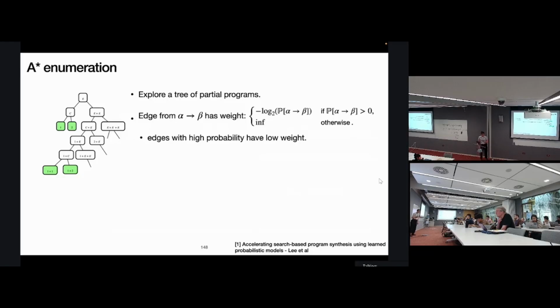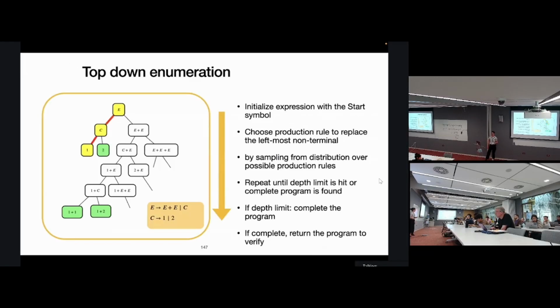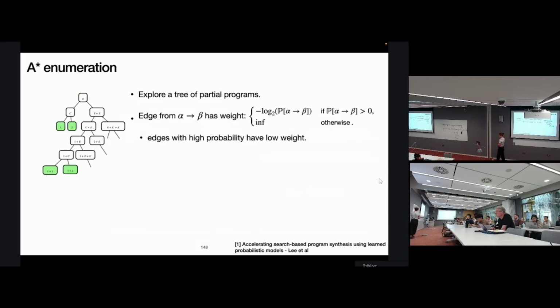Okay. That was a really simple way of doing it. A slightly smarter way of doing this enumeration is to use A star. Who is familiar with A star search? Some, about 50-50. Okay, so I'm still exploring this tree of partial programs.